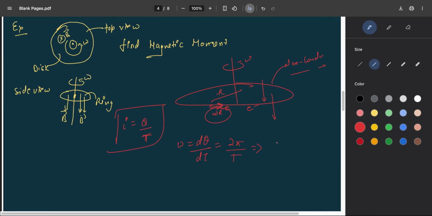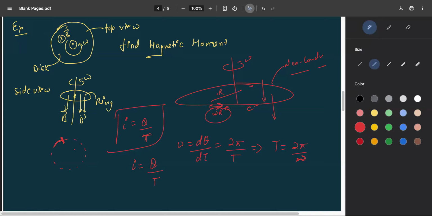Okay. So what is time period? 2 pi by omega. I can say that in one revolution, what is the current? Current is nothing but Q divided by this T. Understood? Because assume I don't know anything, all electrons are sitting. At this point, this rotation started.